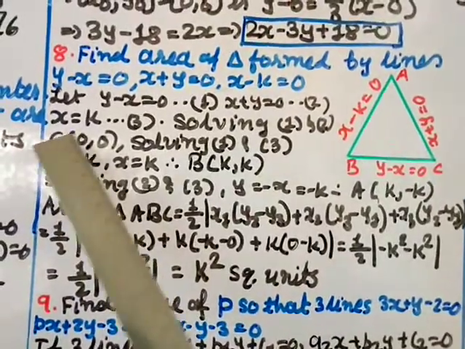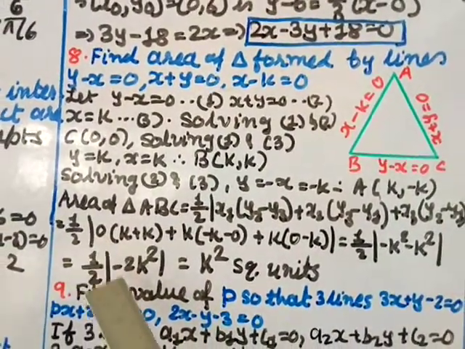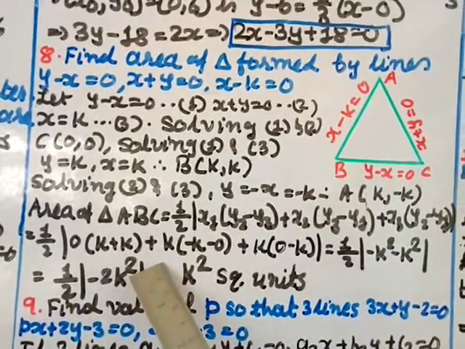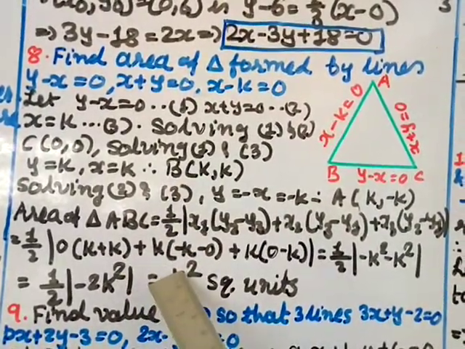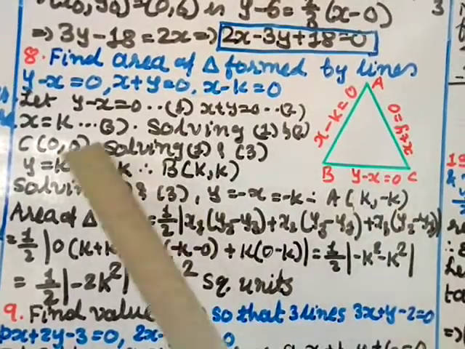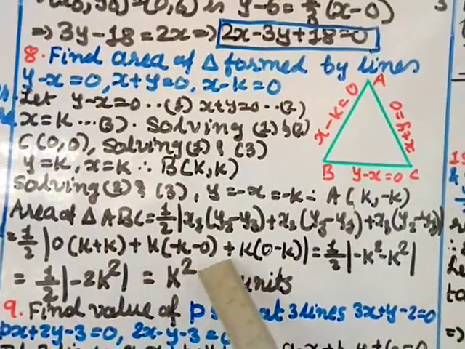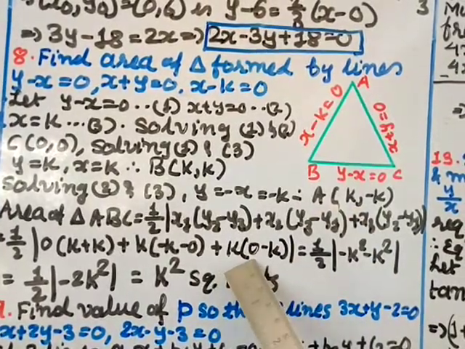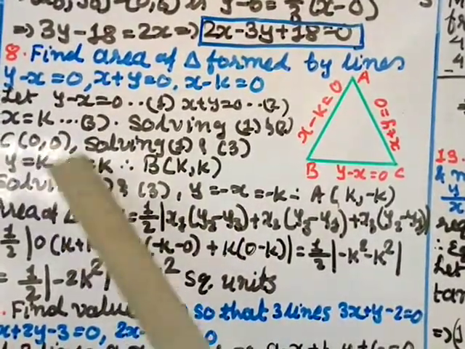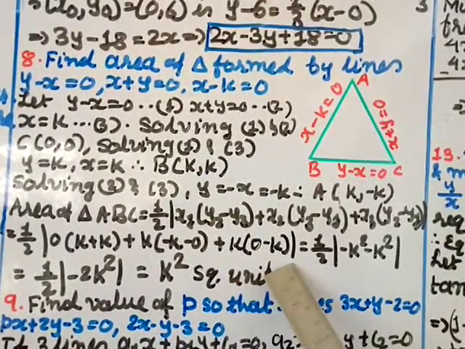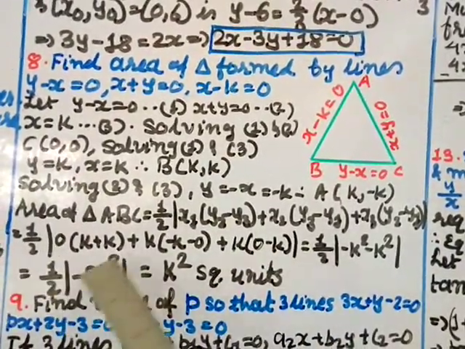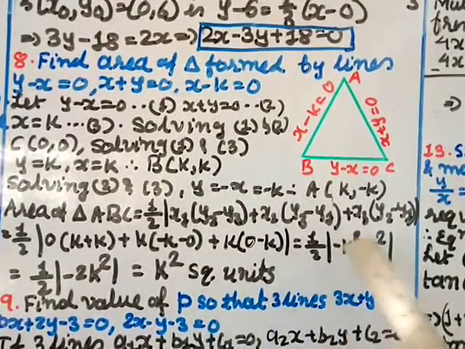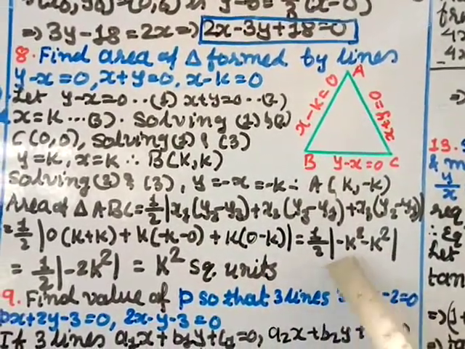First I put x1, that is 0, and then y2 minus y1, that is k minus 0. Plus x2, that is k here, into bracket minus k minus 0. Plus x3, that is k here, into 0 minus k. This gives you 1 by 2 of modulus of 0, then k into minus k is minus k square, plus k into minus k is minus k square. So this gives you minus 2k square.